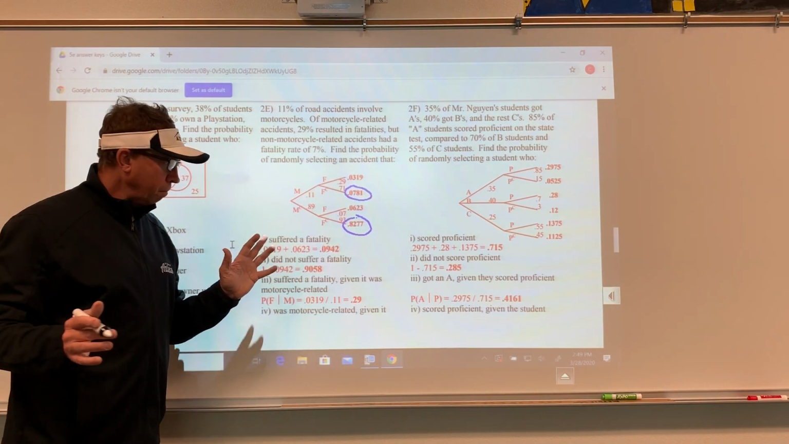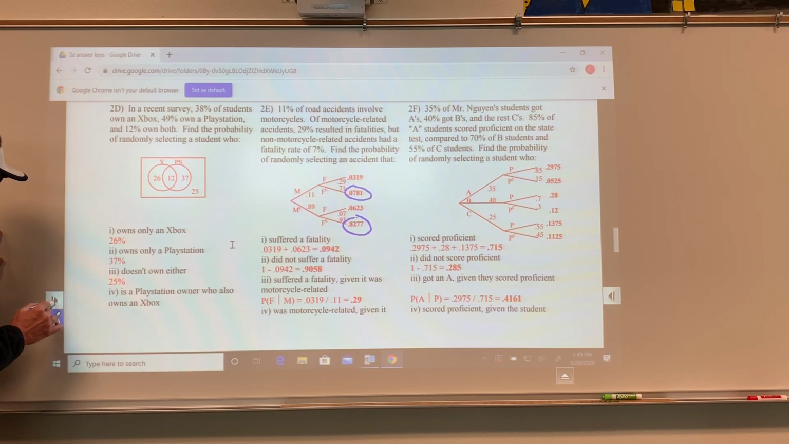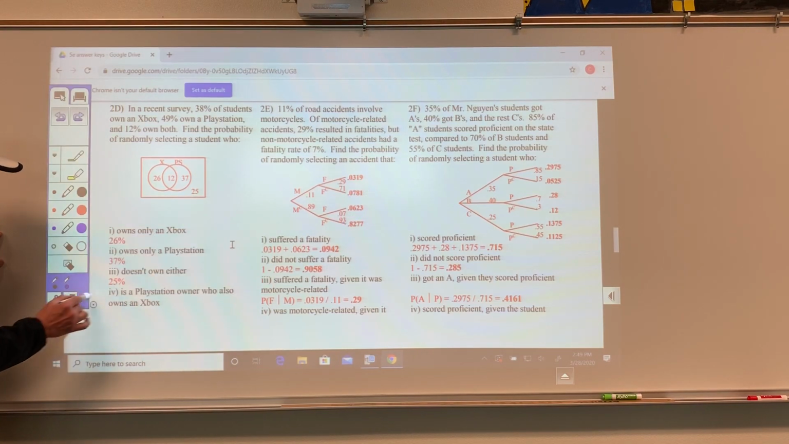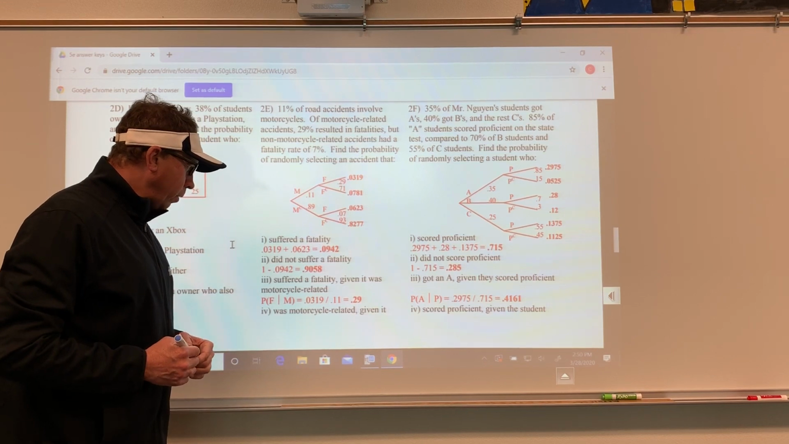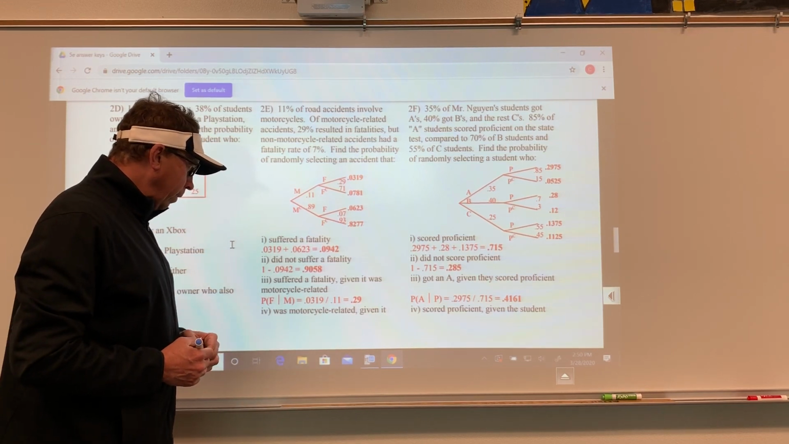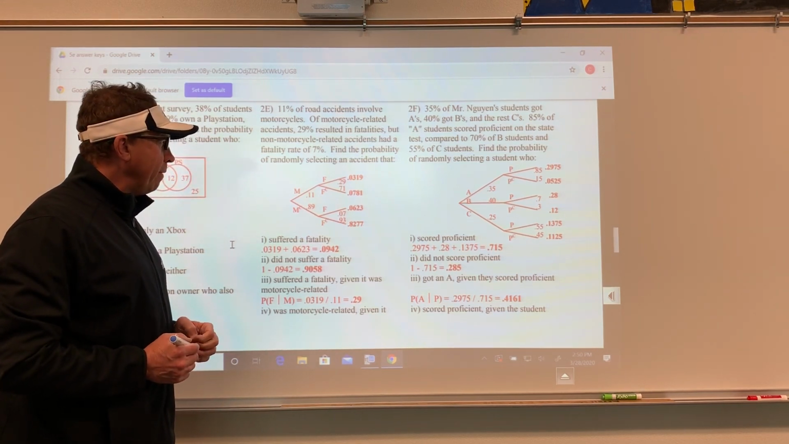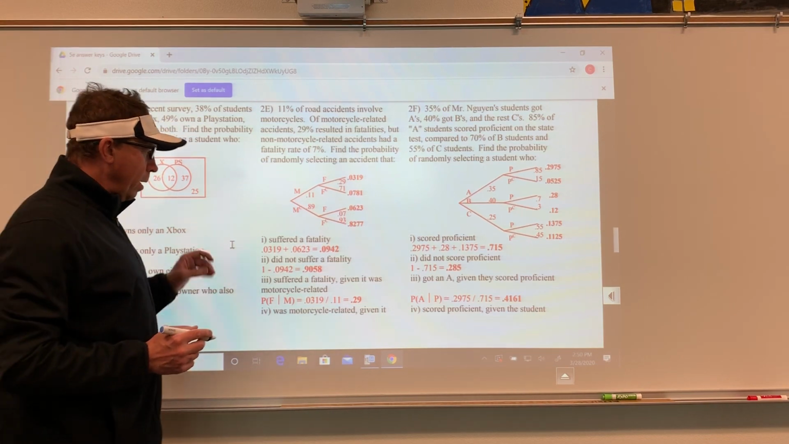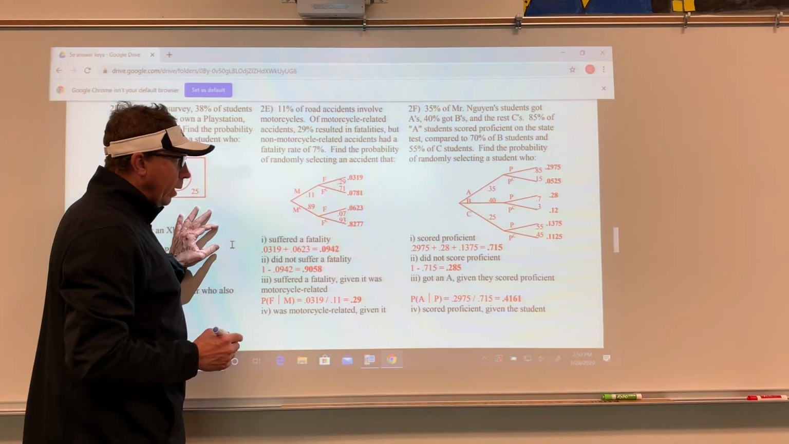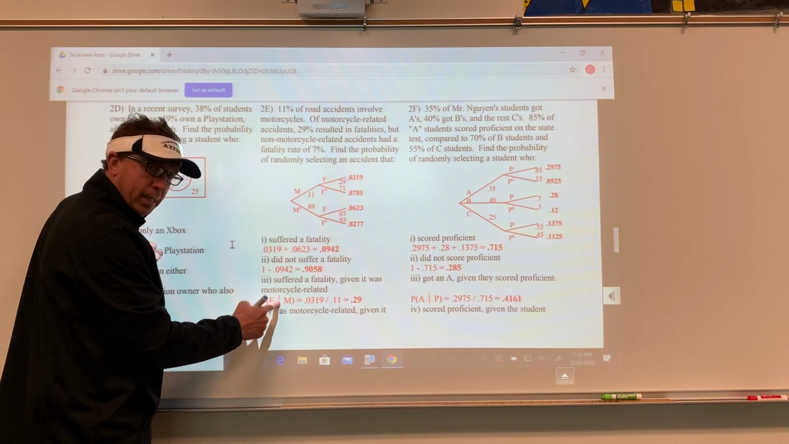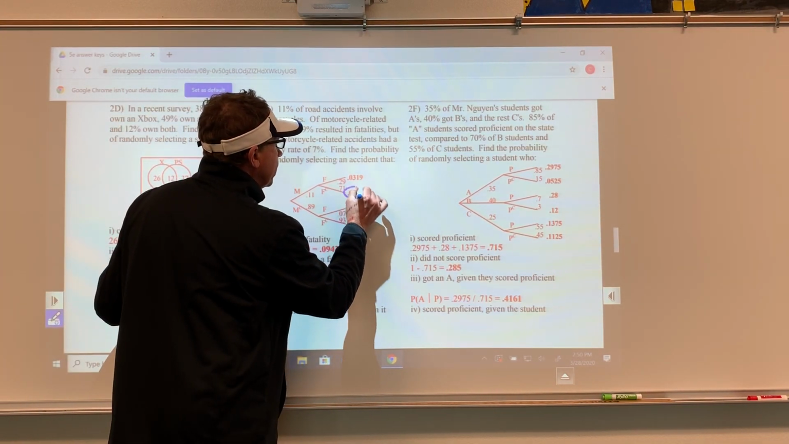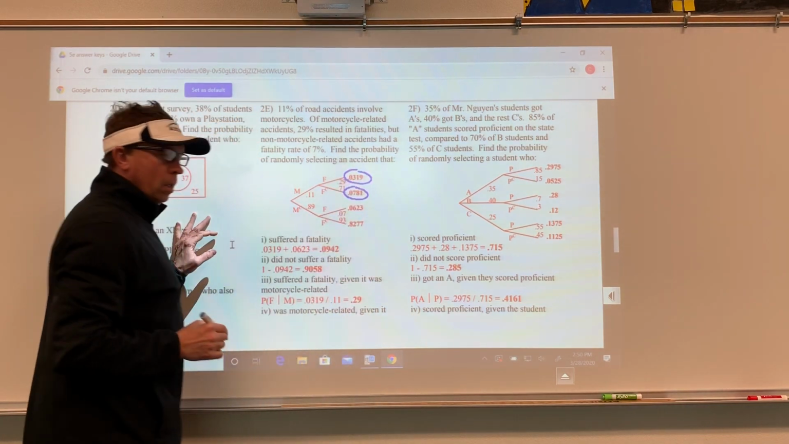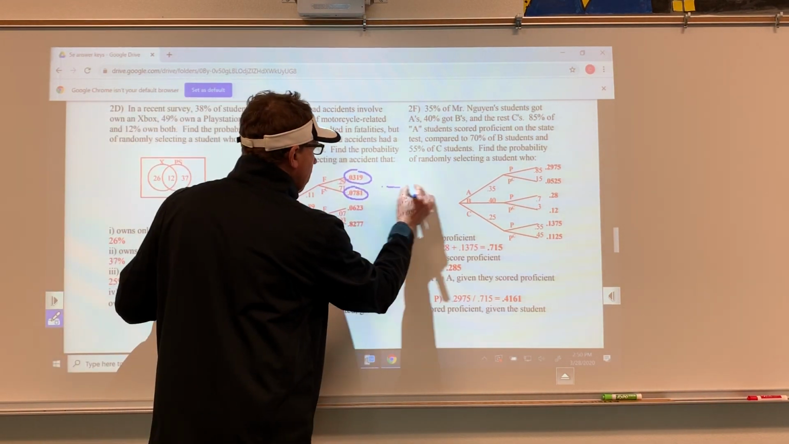No problem. Okay, item Roman numeral 3 there. Suffered a fatality given it was motorcycle related. All right, so the motorcycle related ones, and by the way, this line means given that. Given that it was motorcycle related.